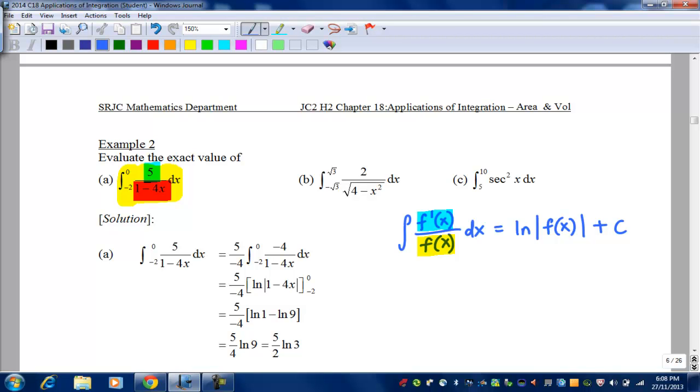Now, if I see my f(x) as 1 minus 4x, then my f prime x has to be negative 4. So the question itself, there's a 5. So what we can do is do some balancing. We expect a negative 4 here. So of course we will multiply by 5 divided by negative 4 outside. So once you are ready, there shouldn't be any issue integrating this particular integral.